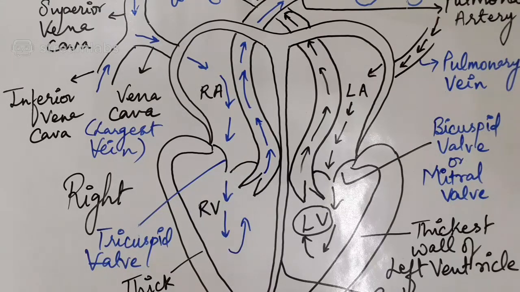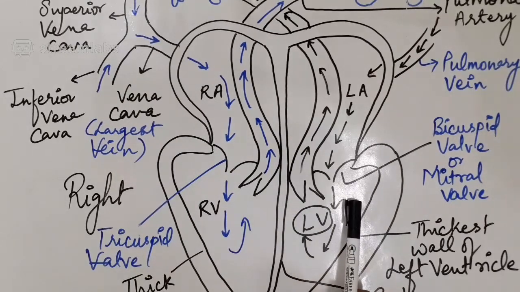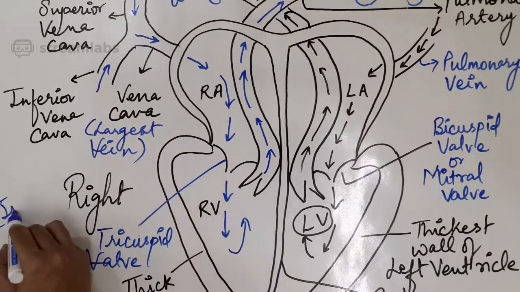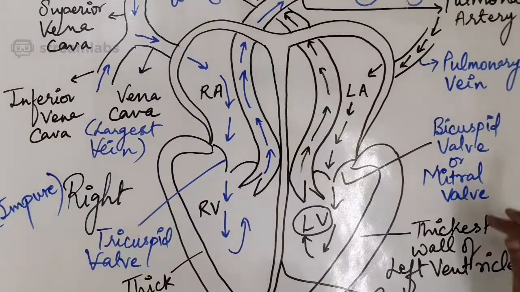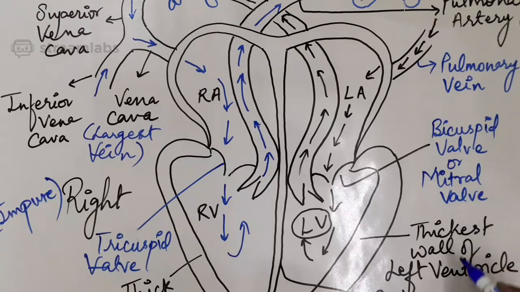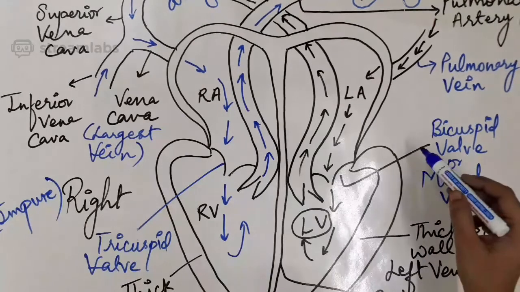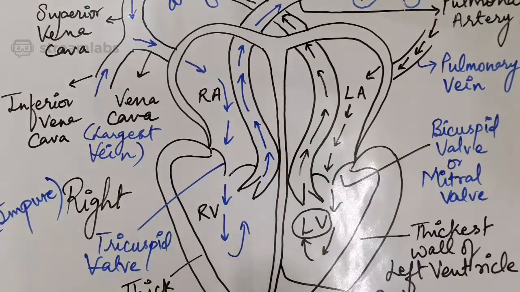And this is how the structure gets completed, and also the flow of blood to both sides of the heart, that is, the right carries the impure blood, and the left carries the pure blood. This is the left side and this is carrying the pure blood.